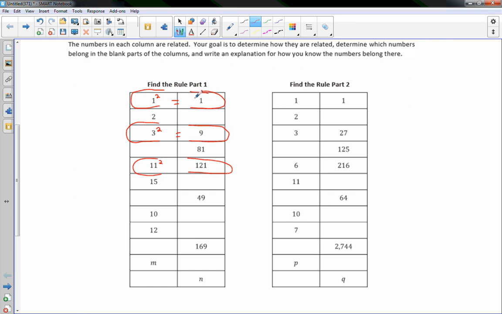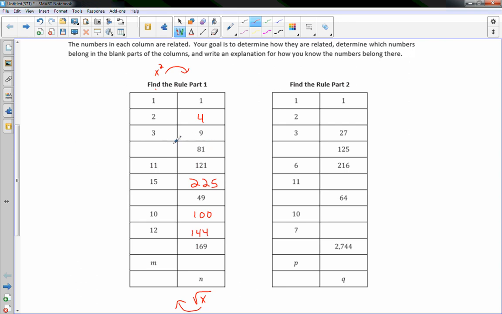So now I know 1 squared is 1, 2 squared is 4. Let me change colors for my answers and get rid of all this mess. Okay, so 2 squared is 4. 15 squared is 225. 10 squared is 100, 12 squared is 144. So I'm taking a value and squaring it when I go this way. But if I know something over here, what I'm doing is taking the square root to go backwards. Okay, because the square root of 144 is 12. The square root of 100 is 10. The square root of 121 is 11, and so forth.